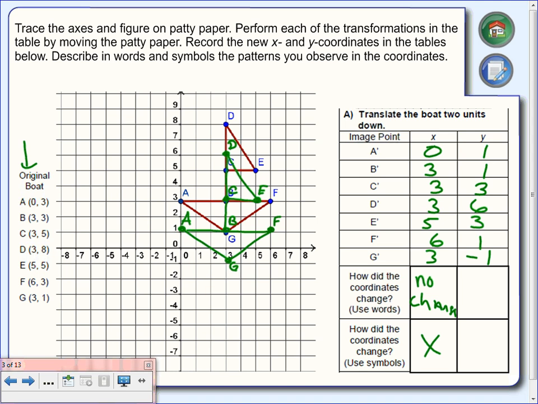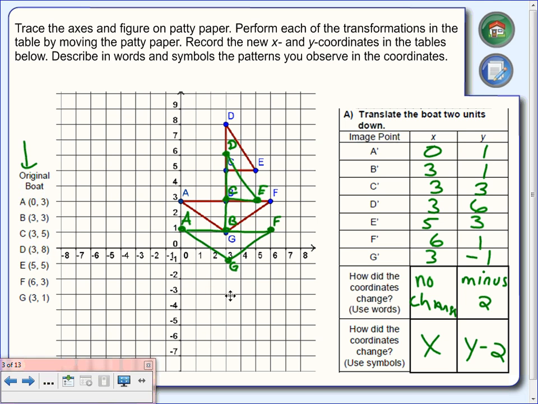So what we did was we subtracted or minus 2. Each of these y values in the original boat, all we did with those was subtract 2. So down here in the symbol, all we did was take the y value and subtract 2. That's all we did. So in order to move the boat down 2 units, all we did with the ordered pairs is change the y value by subtracting 2. X value stayed exactly the same. All right, so that takes care of the first one.